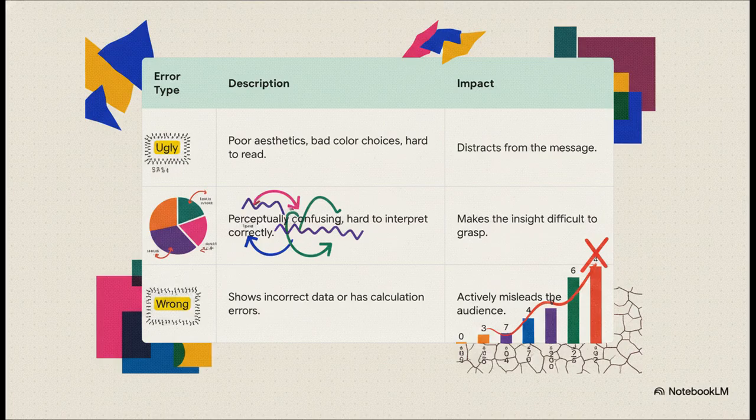Next up are bad figures. These are the ones that are just confusing to look at. Think of those awful 3D pie charts where the perspective totally messes up the size of the slices. But the absolute worst of the worst? The wrong figure. This is a visual that's showing incorrect data or has messed up the calculations. It doesn't just confuse you, it actively misleads you.